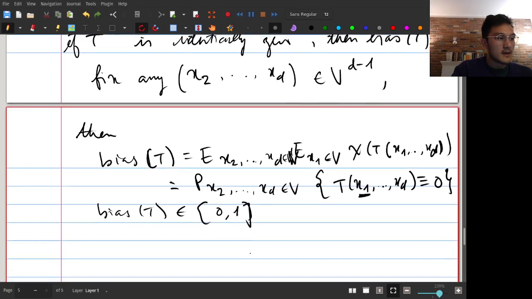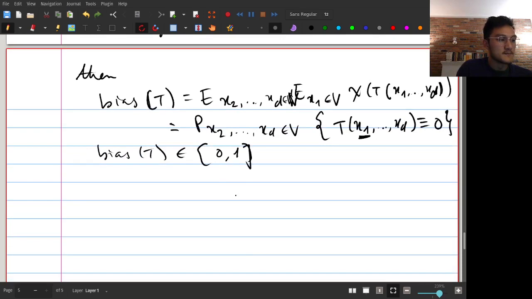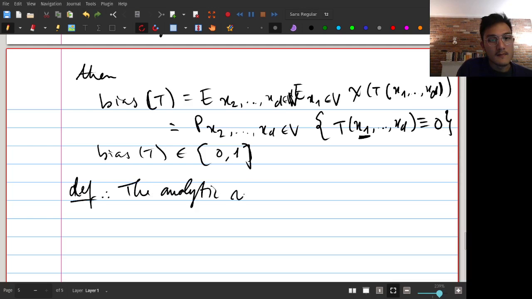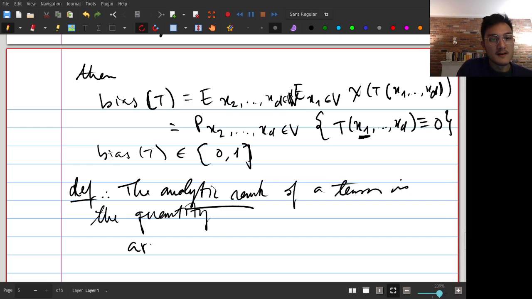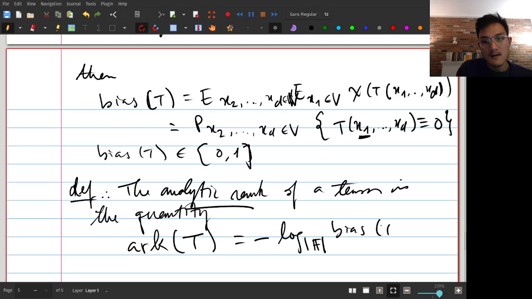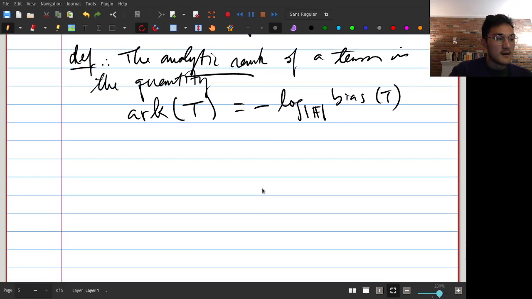Where it's a linear form that's not identically zero. Okay, and now we say the analytic rank of a tensor is the quantity, I call it arc, or analytic rank, of T is equal to minus log base size of F of the bias of T. Okay? And if you really want, you can think of this as the bias of 1 over T, because this is a positive quantity. I don't like the minus there, because it makes it look negative, but it's not. So it's going to be non-negative.